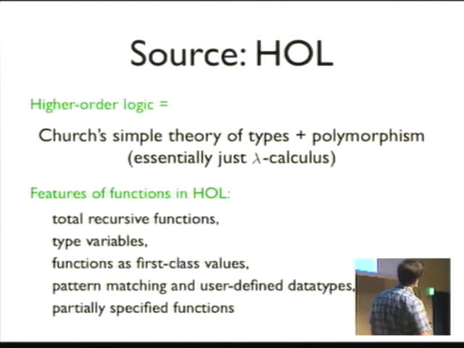Okay, so what's the source like? It's higher order logic in my case, that's Church's simple theory of types with polymorphism. Just think of this as the lambda calculus with ML-like types. Features are that every function is total. They can be recursive. You have type variables, functions as first-class values, pattern matching, user-defined data types. These are, of course, not immediately in lambda calculus, but you build on top of various existing infrastructure that gives you essentially that.